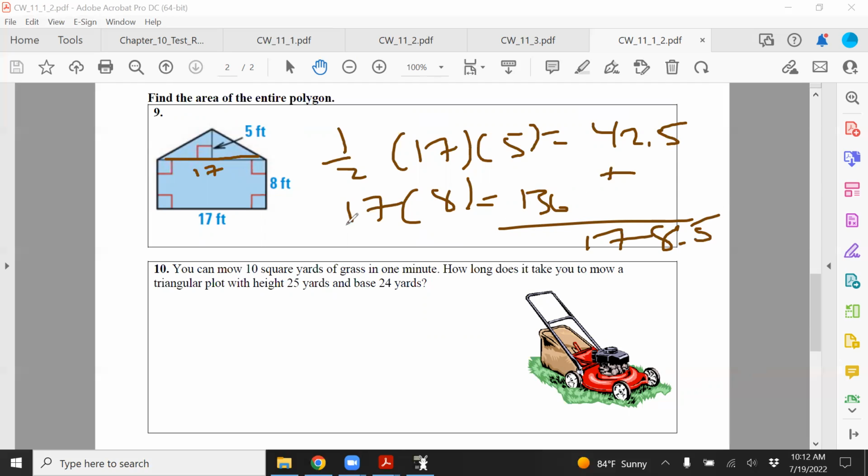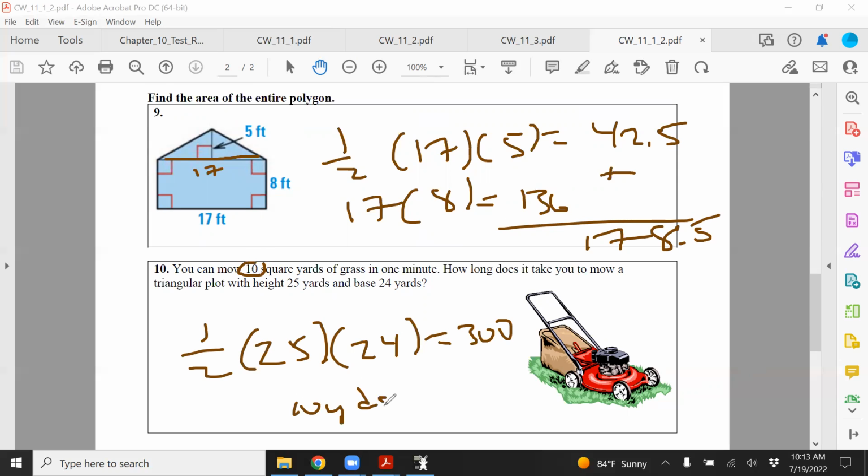And lastly, for this lawnmower, it mows 10 square yards in 1 minute. How long does it take to mow a triangle plot? So you got to do 1/2 times 25 times 24, which is 300, I think. And you're doing 10 square yards in 1 minute. So 300 square yards would take 30 minutes, right? Because you want to maintain that same ratio. So it'd be 30 minutes for that one. Does that make sense?